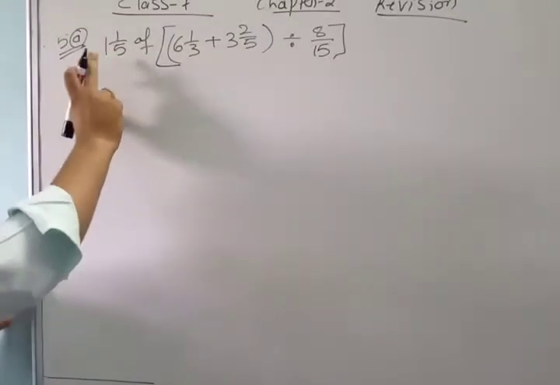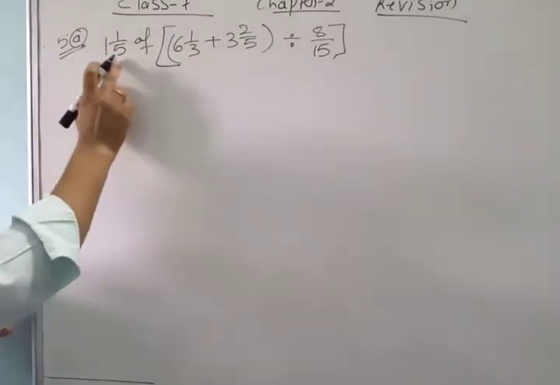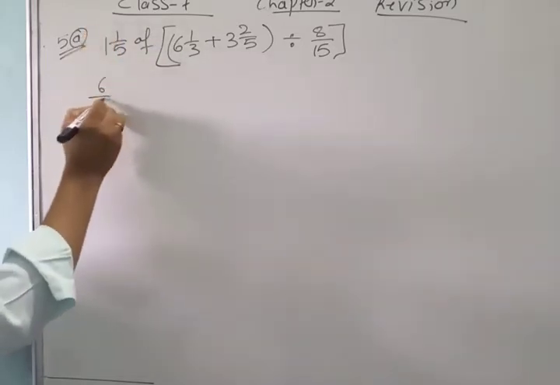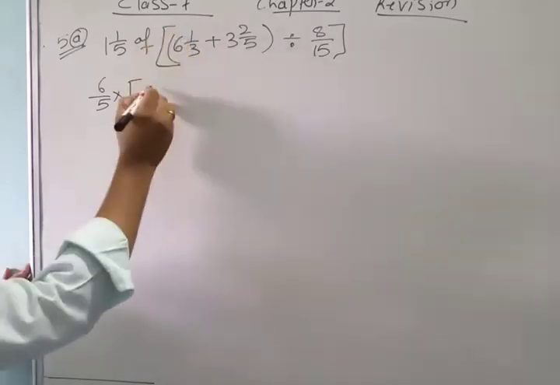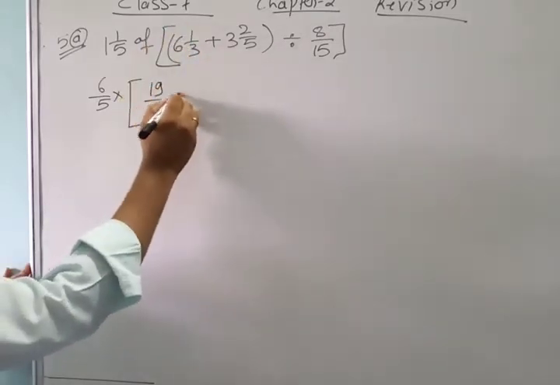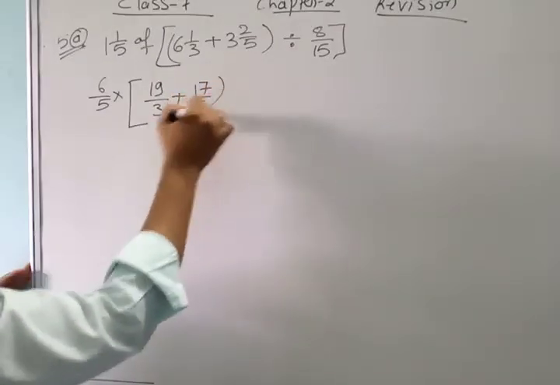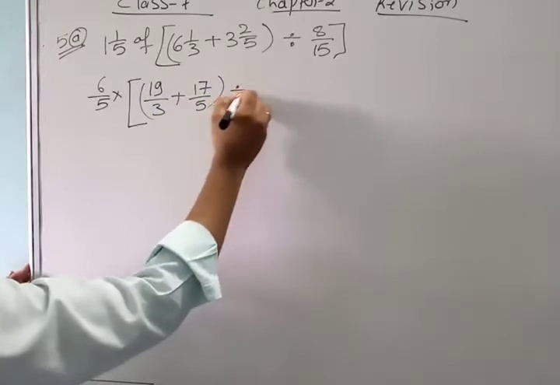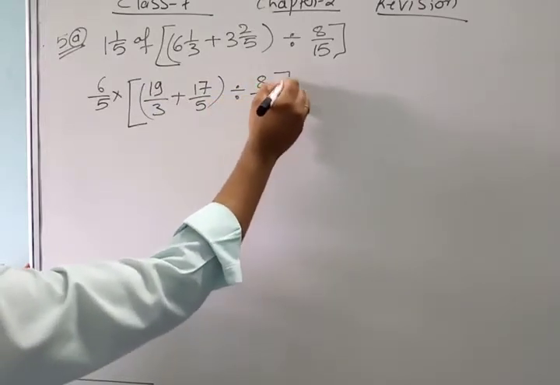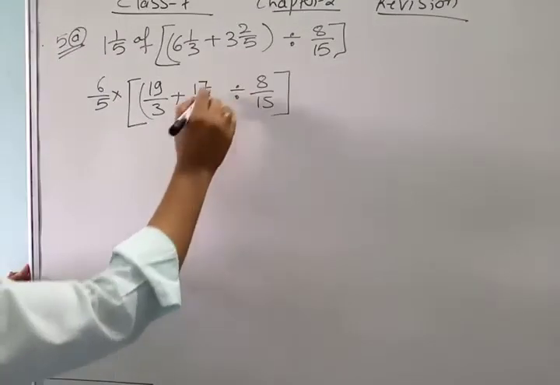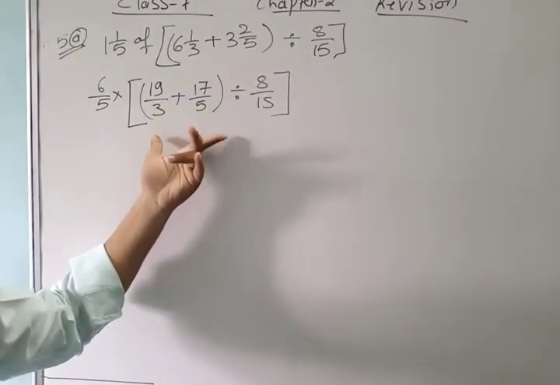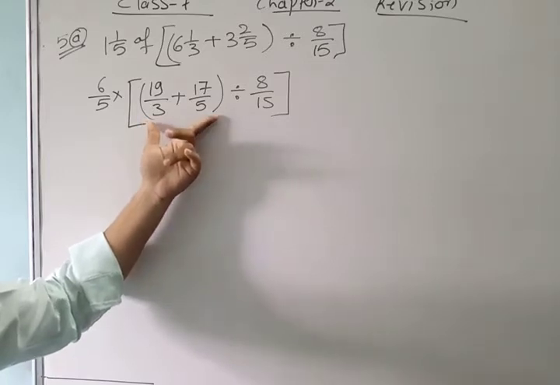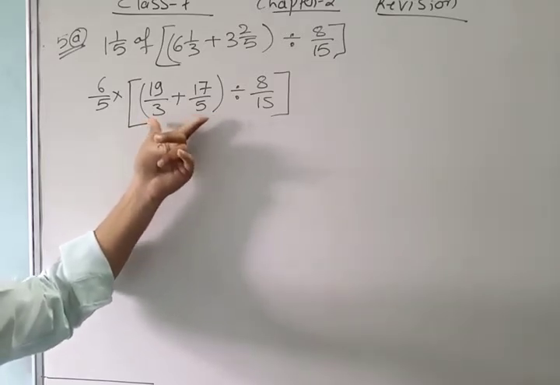Firstly convert mixed fraction to fraction. 1 into 5, 5 plus 1, it is 6 by 5. Of means multiply. 6 3s are 18, 18 plus 1, it is 19 by 3 plus 3 5s are 15, 15 plus 2, it is 17 by 5. It is in one bracket divided by 8 by 15. Firstly, we have to solve the bracket part. By this question we have to solve by the rule of BODMAS, और BODMAS के अंदर अपने को सबसे पहले bracket solve करना है.